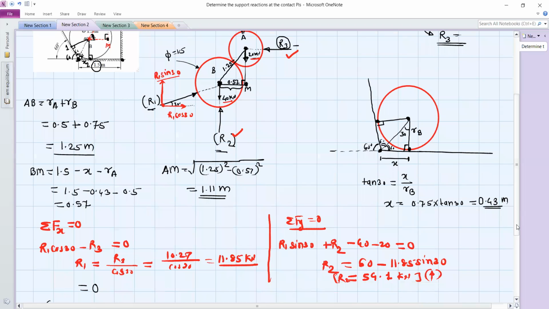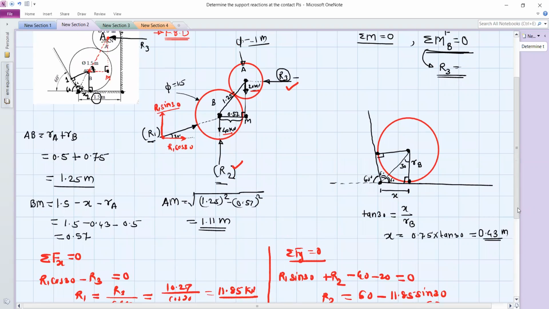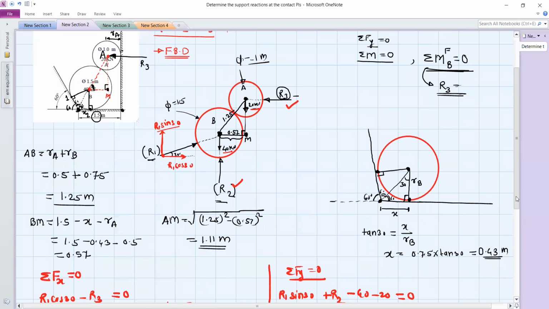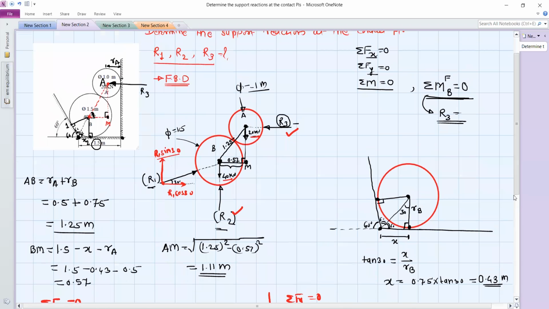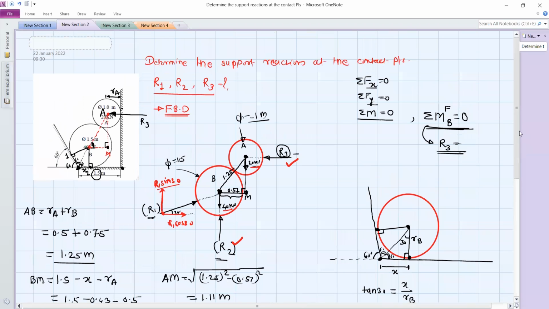Okay, so in this way you can find out the support reactions for the connected spheres. So here important is you should draw the proper geometric diagram, and you have to find out some unknown distances and unknown angles. And if in the question you want to find out the reaction at this common contact, then you need to isolate both the spheres. You should draw a free body diagram for sphere A and sphere B. So let us see how to draw that.